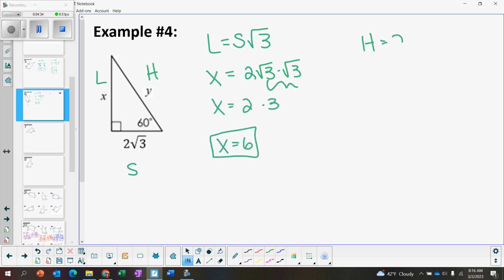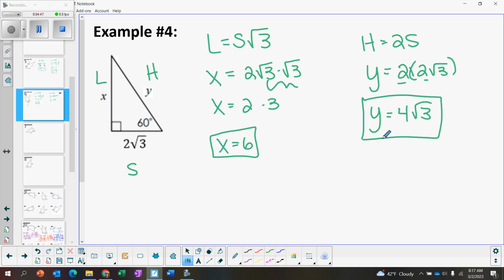And then we have H equals 2S. That's Y equals 2 times 2 root 3. Only these parts get multiplied, so Y equals 4 root 3. Right? We're only ever really multiplying the like parts. That's why we only multiplied the root 3's here. We only multiplied the integer 2's here.